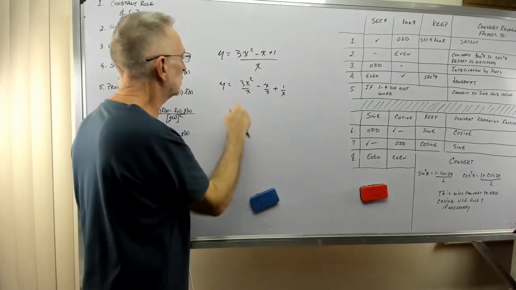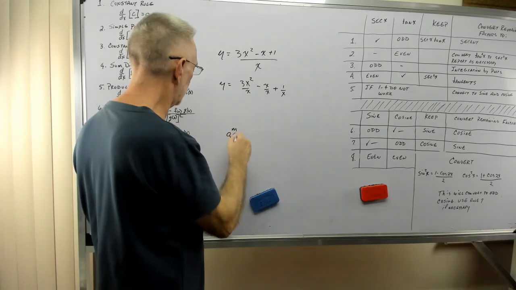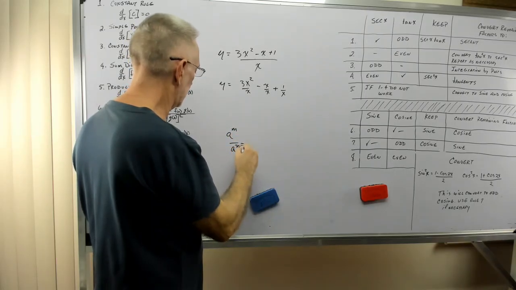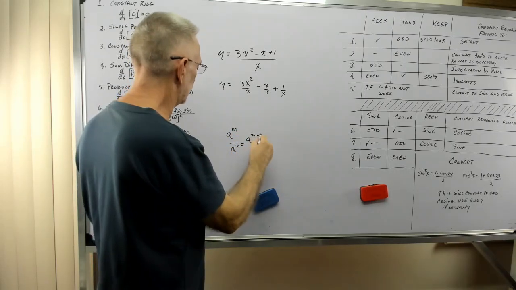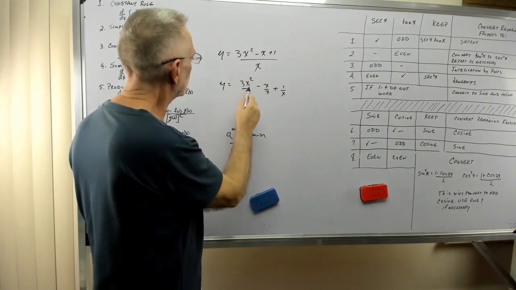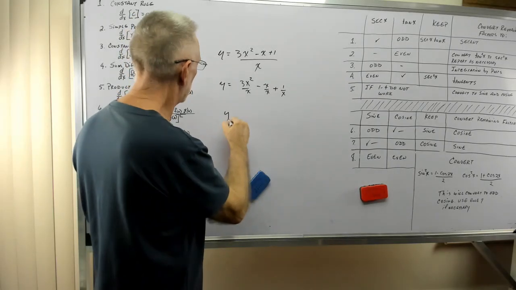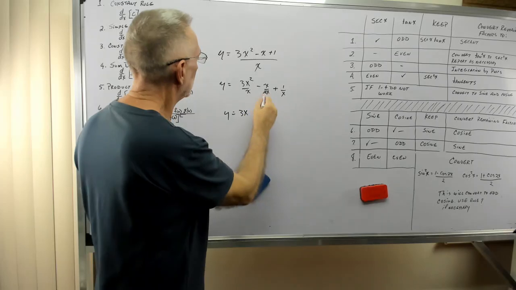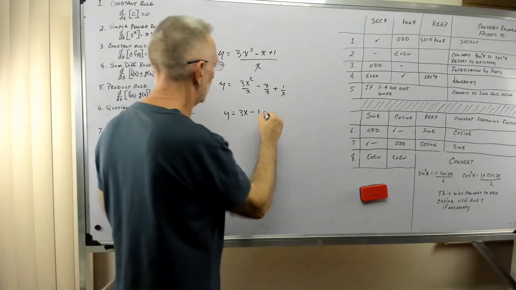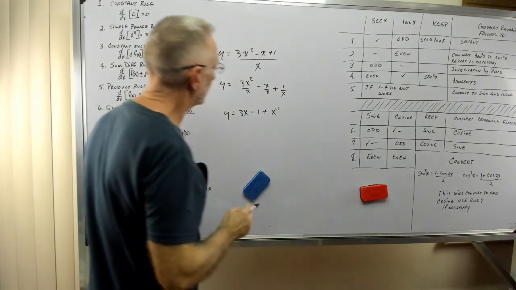Okay, now then I can simplify these. You remember the rule? If I have a to the m divided by a to the n, that's a to the m minus n. X squared minus x to the first, so that's 2 minus 1, which is 1. So it just gives me y equals 3x minus 1 plus x to the negative first power.